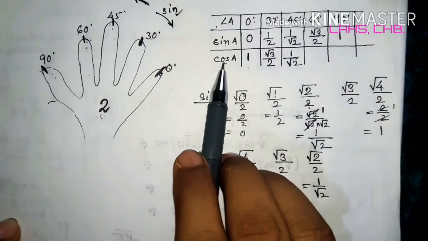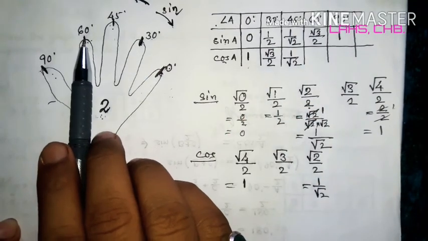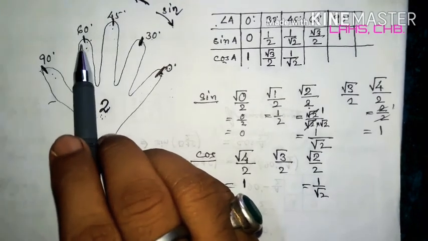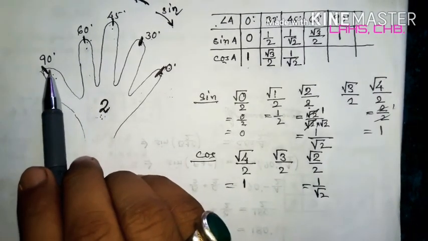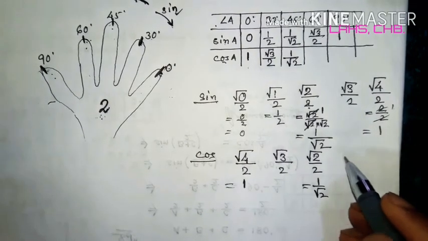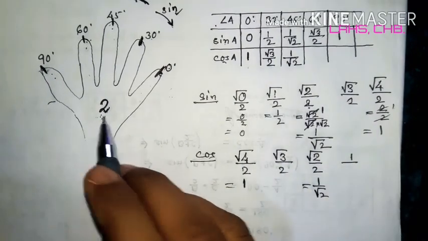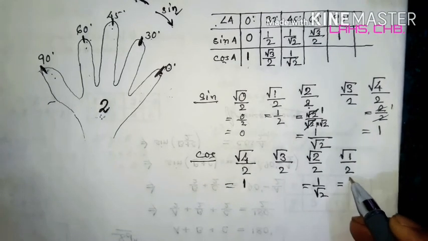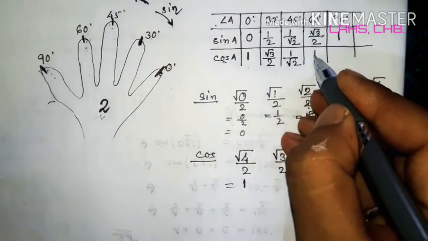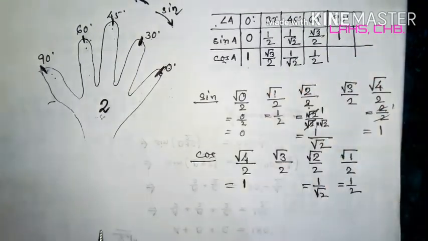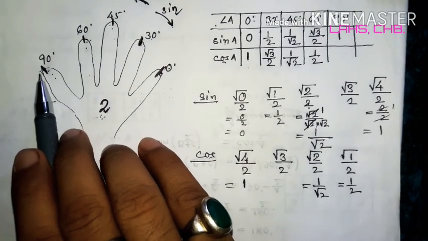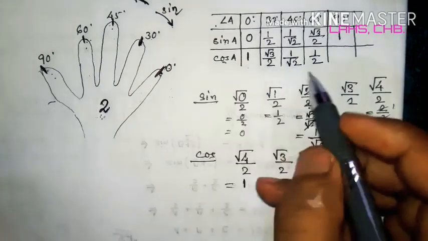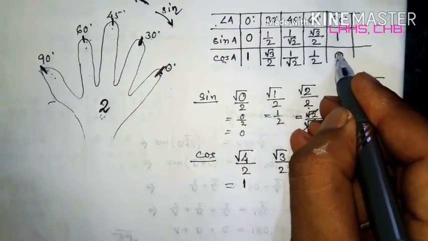Then next comes cos 60 degree. Cos 60 is here at this finger. So next to it, how many fingers are here? 1 finger, only 1 finger is here. So 1 by what? 2. Then put a square root of 1, 1, that is 1 by 2. This is the value of cos 60, 1 by 2. Then cos 90. 90 is here. So next to it, how many? No fingers are here. That is 0 by 2. 0 by 2, that is 0. So it is very simple.